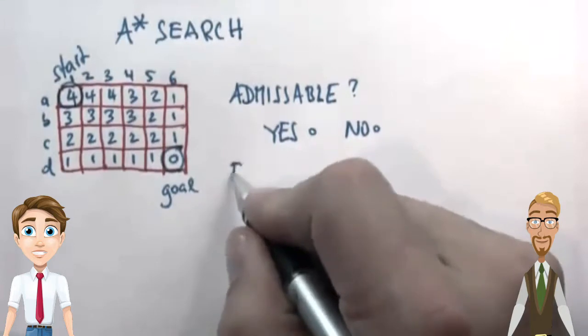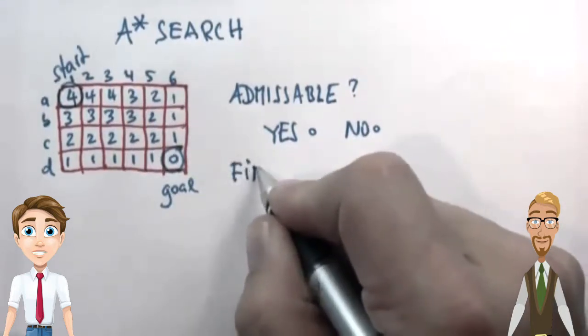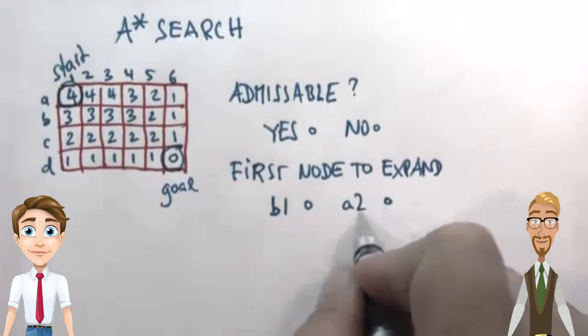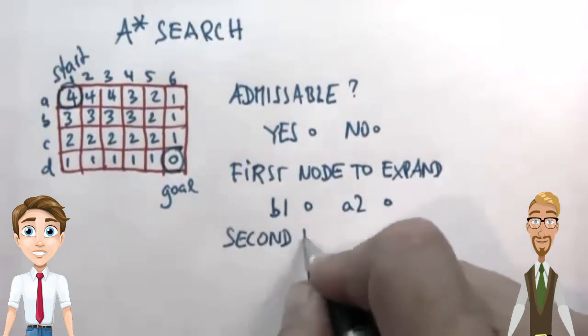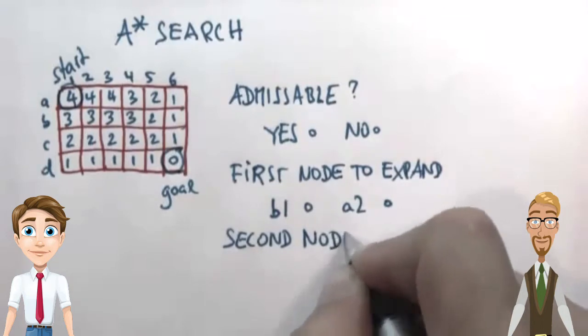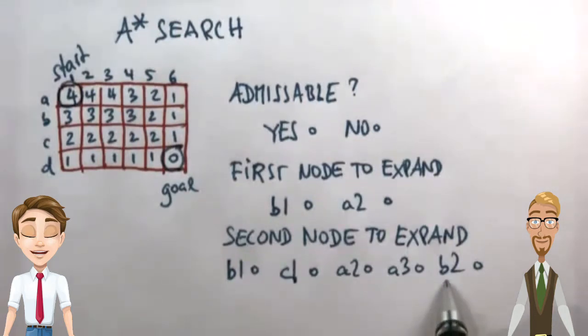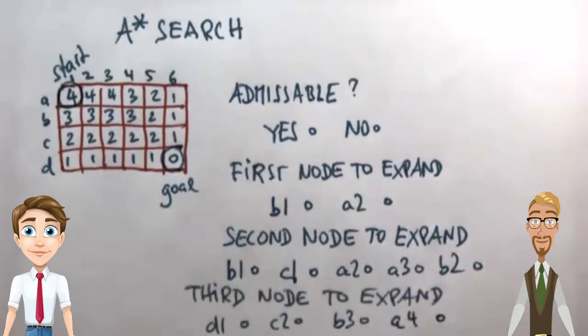Which one is the first node A star would expand? B1 or A2? What's the second node to expand? B1, C1, A2, A3, or B2? And finally, what is the third node to expand? D1, C2, B3, or A4?